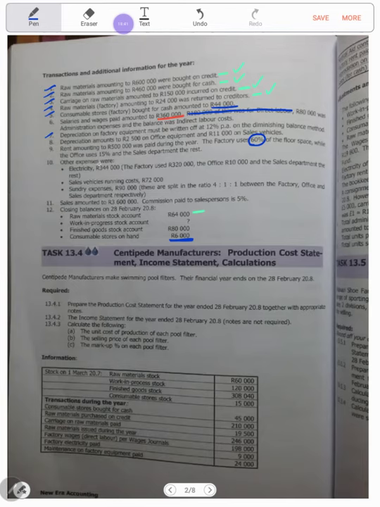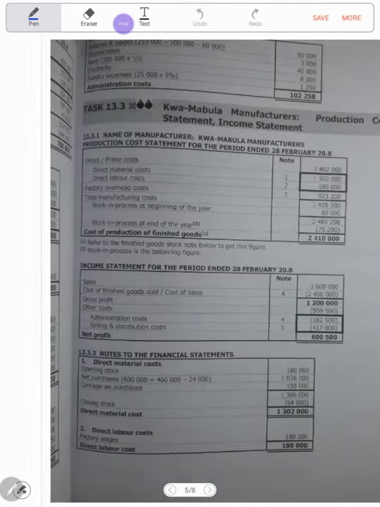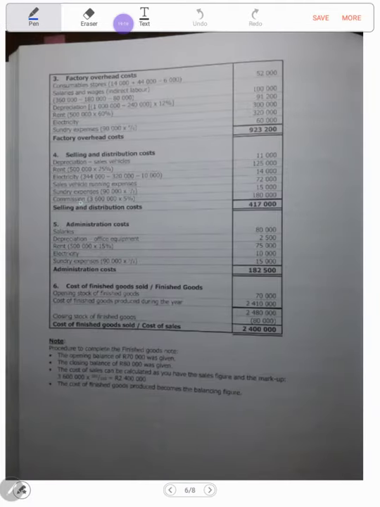Okay. Other expenses were electricity, 344,000. Of that total, the factory used 320,000, so that was given to us. Sales vehicle running cost, it's got to do with the selling department. Sundry expenses, 90,000. Alright, so let's go and show you the electricity that was given to us, the 320,000. We've got it over there.